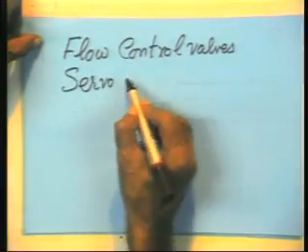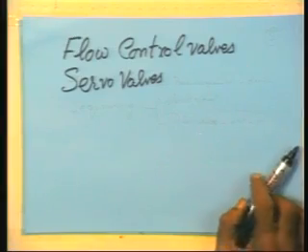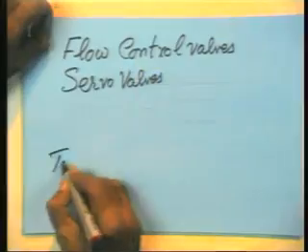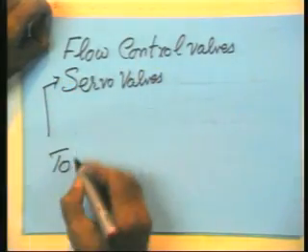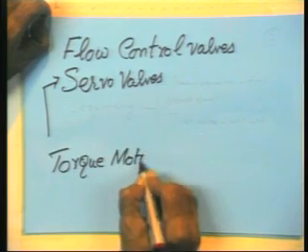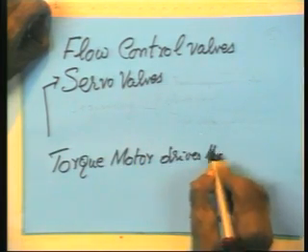Okay. There are also what are known as servo valves. These are essentially flow control valves, but you can control the flow by a servo motor which drives the valve. Small torque motors they are called. In the servo valve, a torque motor drives the spool.